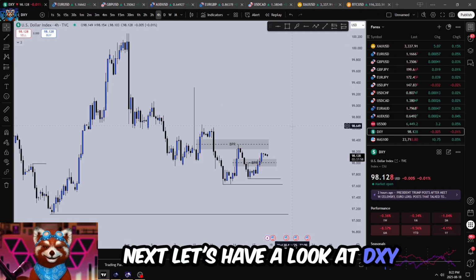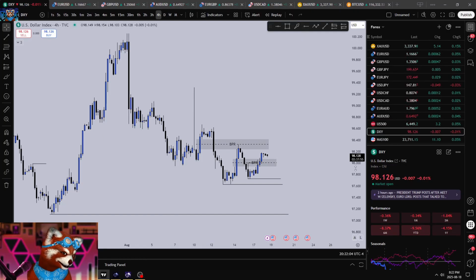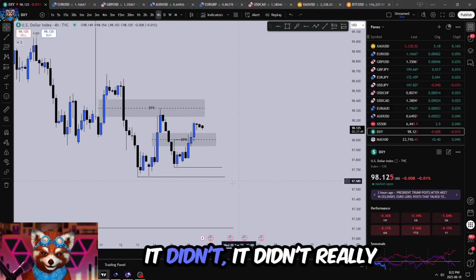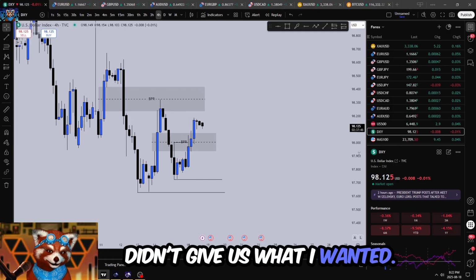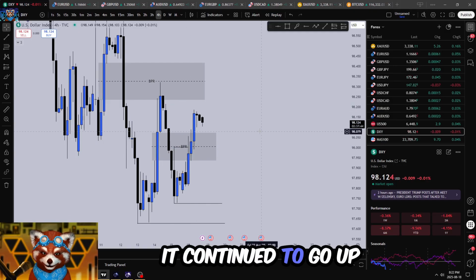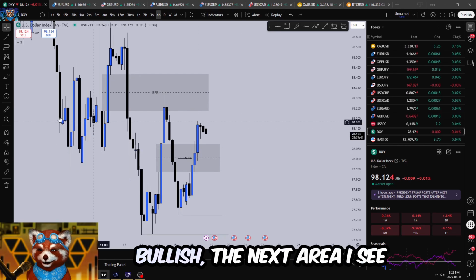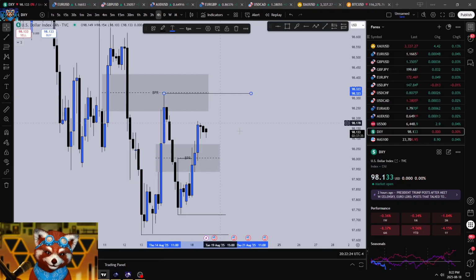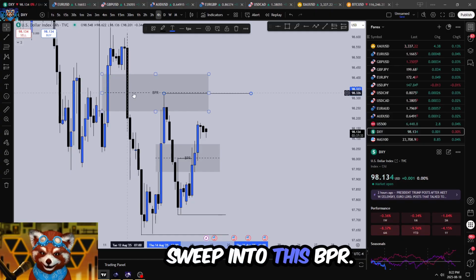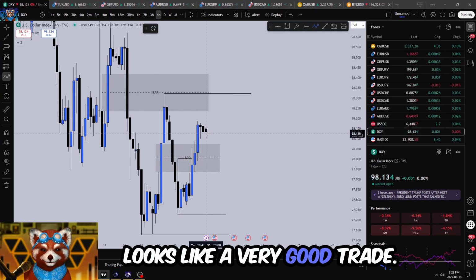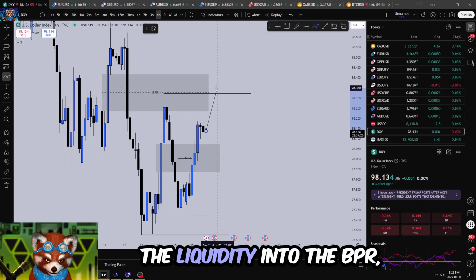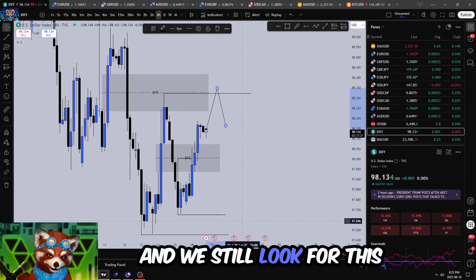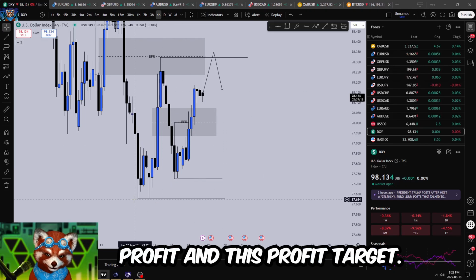Next, let's have a look at DXY to have a look at Euro and GU. So currently with DXY, it didn't give us what I wanted. It gave us the sweep and then it continued to go up. And since DXY is looking bullish, the next area I see it targeting is right here, looking for this liquidity sweep into this BPR. It looks like a very good trade actually. Takes out all the liquidity into the BPR, goes below, and then continues. And we still look for this profit and this profit target.